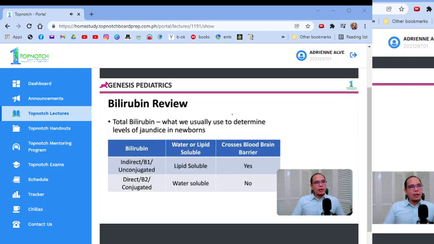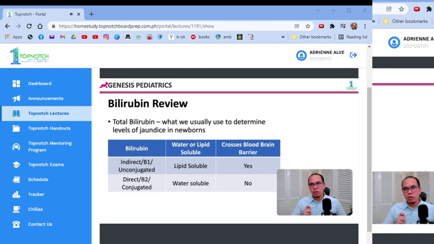Okay? So again, in newborns, what is the most important thing that we measure? Because bilirubin, as we all know, is composed of your indirect or unconjugated or B1, they are just synonyms, so don't get confused, or the direct or conjugated or B2. The total is simply your B1 plus B2. So what is more important?